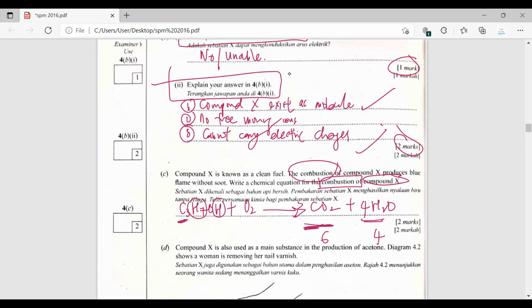Belah kiri ni kan 3. So yang cikgu, so Mukni, sorry cikgu. Otak saya tengah jam, cikgu.